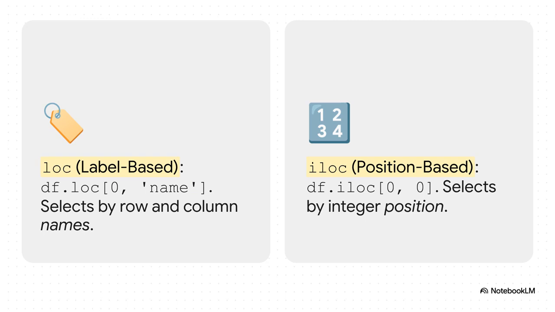So df.loc[0, 'name'] is asking for the data at the row that's labeled 0 and the column that's labeled name. With iloc, you're using the integer position. df.iloc[0, 0] is asking for the data in the very first row and the very first column, no matter what their names are. It's kind of like the difference between asking for a book by its title versus just asking for the first book on the shelf.